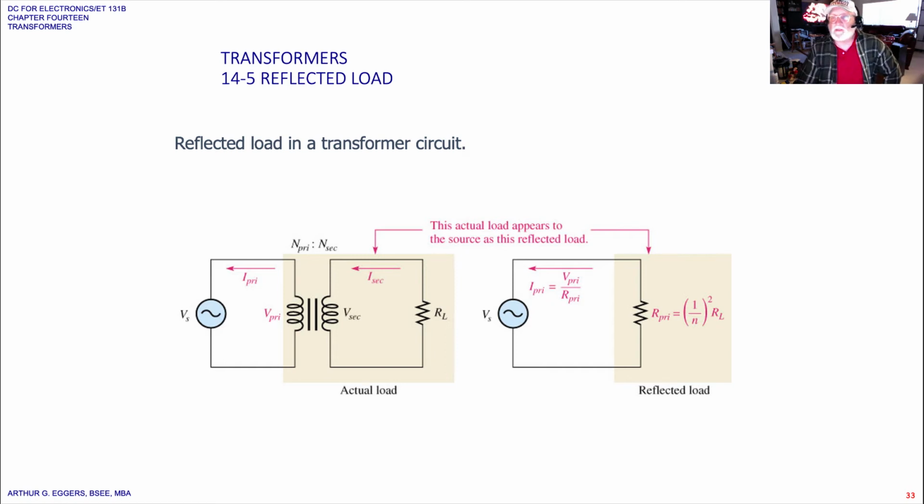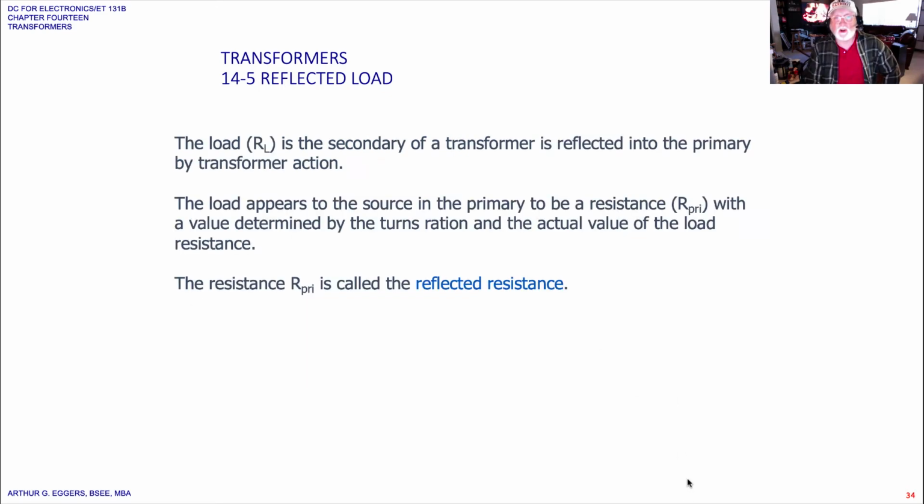We're going to take a look at something now called the reflected load in a transformer circuit. We're going to see that it equates to something we saw with Thevenin's and Norton's relationship. We're going to reduce the output, or the load across the secondary, in terms of its resistance. So you can see here the actual load and the reflected load being shown.